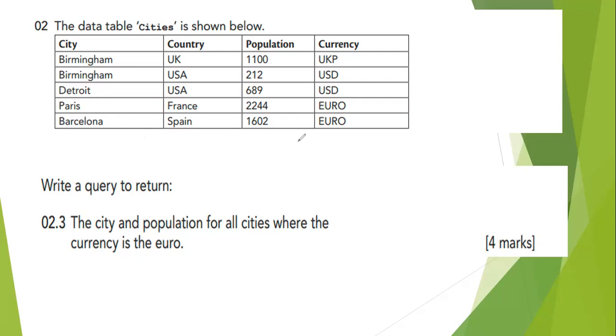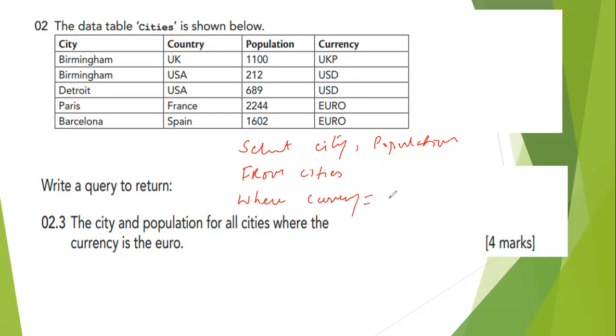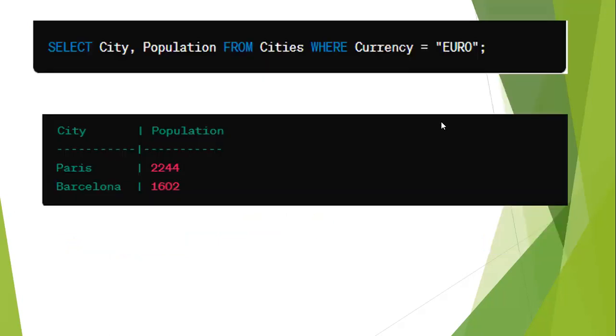Now you have to write a query. Write a query to return the city and population for all cities where the currency is euro. So it would be select city, comma, population, next line from cities, next line where currency equals euro, semicolon. Here you can see, it will return these two columns.